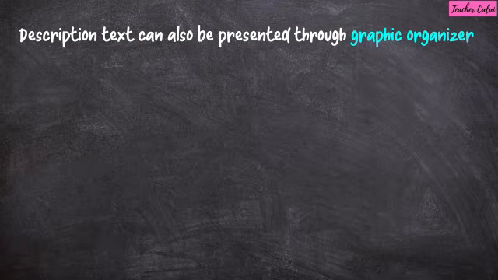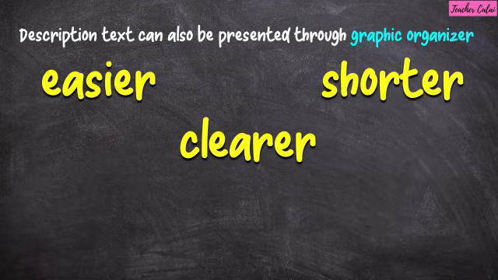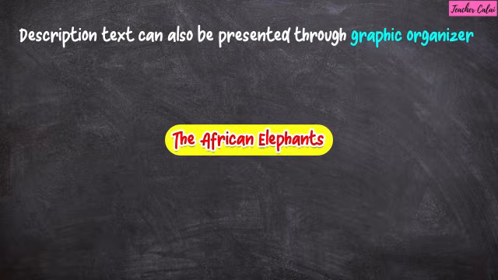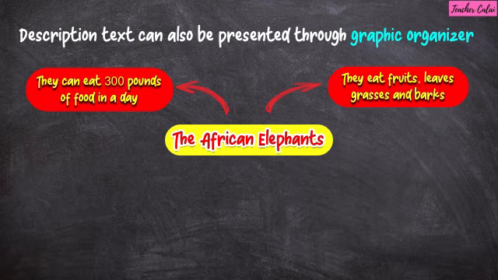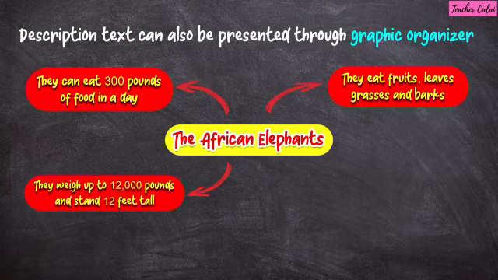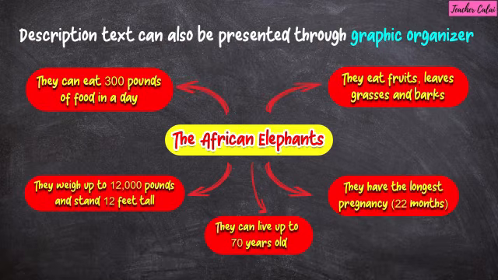Description text can also be presented through the use of a graphic organizer. This is an easier, shorter, and clearer way of presenting the topic, just like this one. It is about African elephants, and it tells us that they can eat 300 pounds of food in a day. They also eat fruits, leaves, grasses, and barks. They can weigh up to 12,000 pounds and stand 12 feet tall. They have the longest pregnancy, and they can live up to 70 years old. See? It's short but precise.